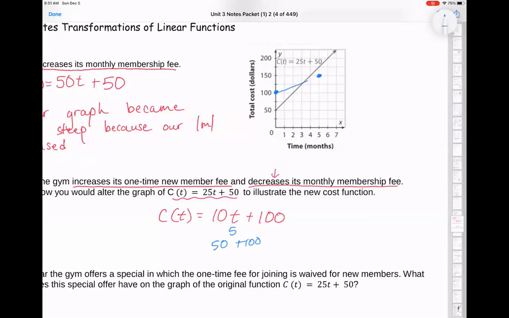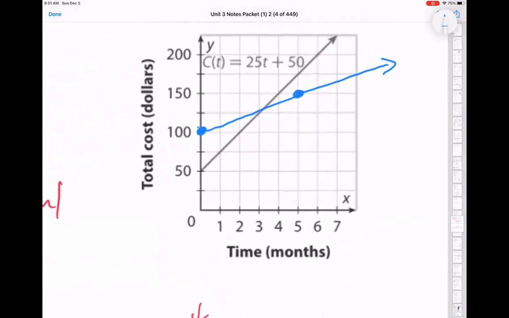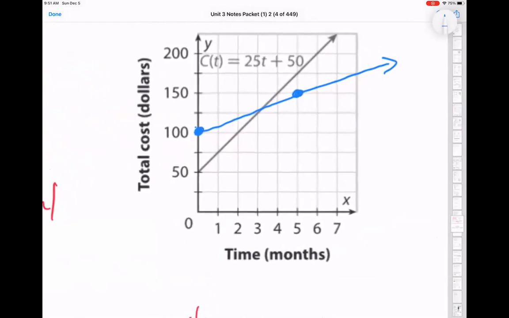What happens here is we increased our y-intercept. We know that instead of 50, it's 100, but notice how it got a little bit more level. You're not paying as much every single month.